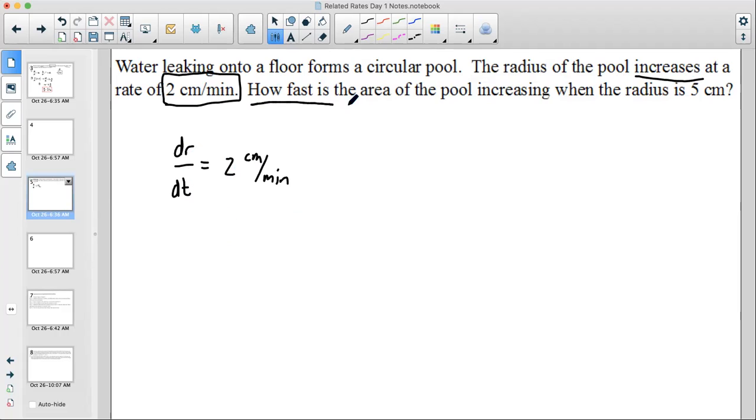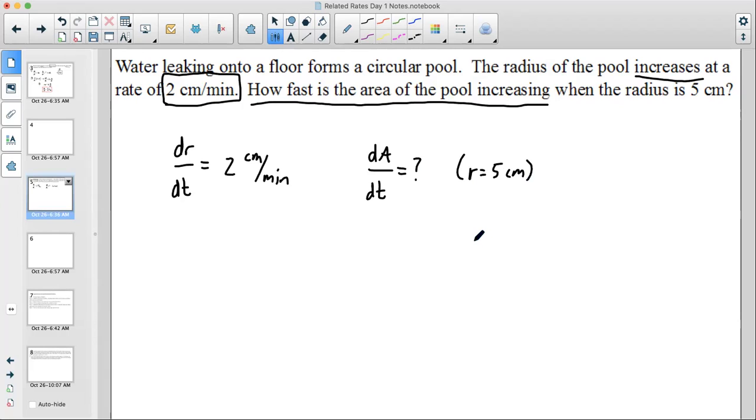And then how fast is the area of the pool increasing? Well, that's going to be the rate of change of area per time, dA/dt. Rate of change of area over change in time. That's what I'd like to know. And the moment at which I want to know that is when the radius is 5 centimeters.